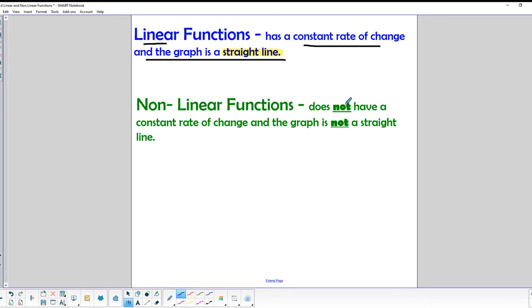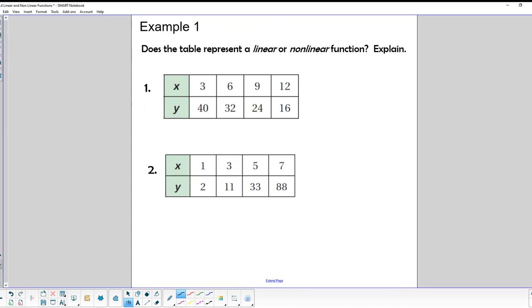If a function does not have a straight line, if it's a curvy line, or U-shaped, or V-shaped, so it does not have a constant rate of change, then the graph is not a straight line. So nonlinear functions are graphs that are not a straight line and don't have a constant rate of change. Not a constant rate of change, not a straight line. Okay, let's see what we mean now.